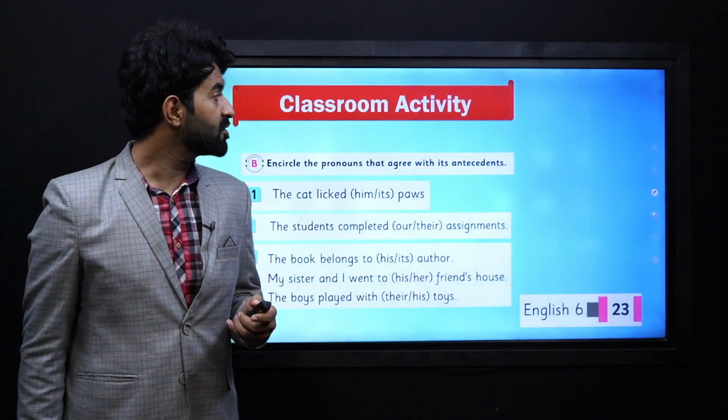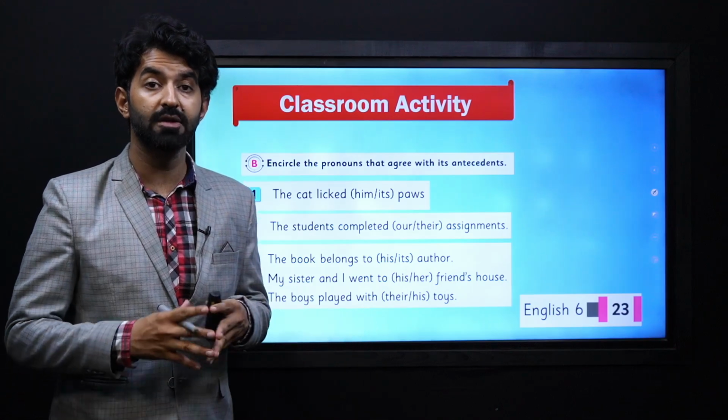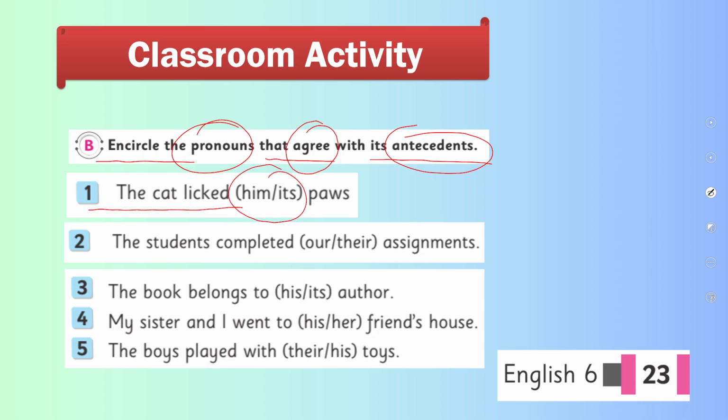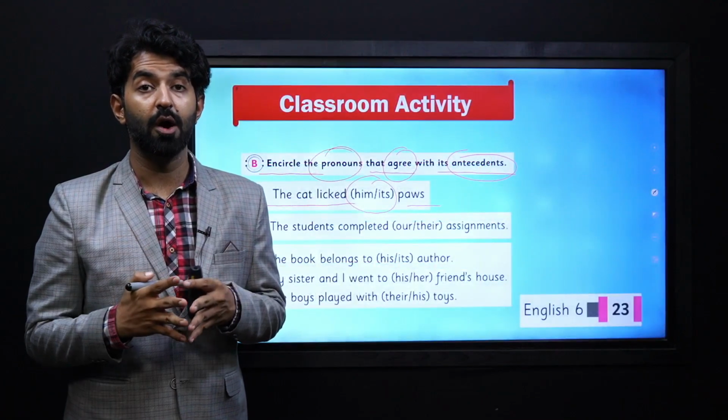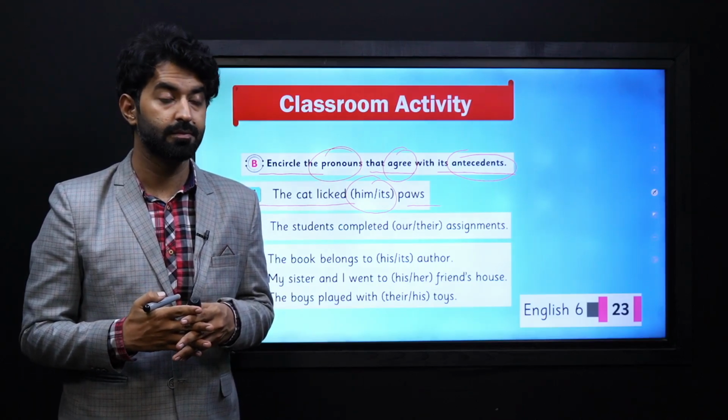Now, let's talk about our classroom activity, which is taken from page 23 of your book. The activity is to encircle the pronouns that agree with their antecedent. For example, the cat licked him or its paws. Now you have to choose the correct pronoun that agrees with the antecedent.